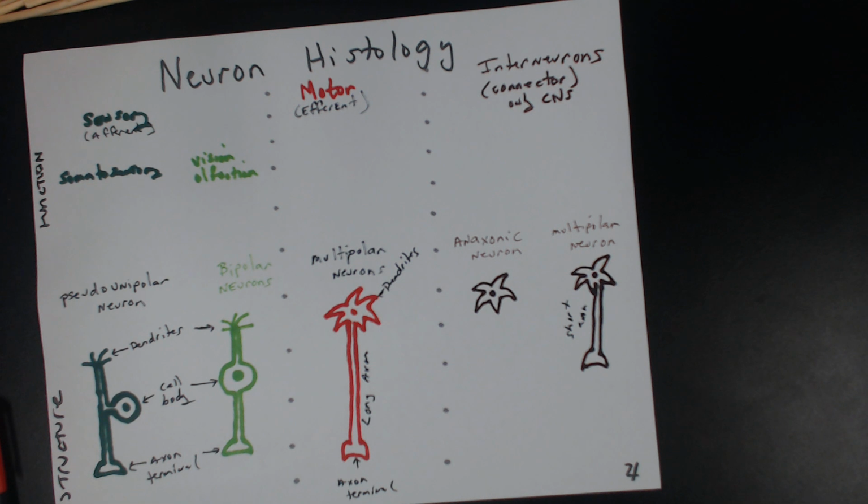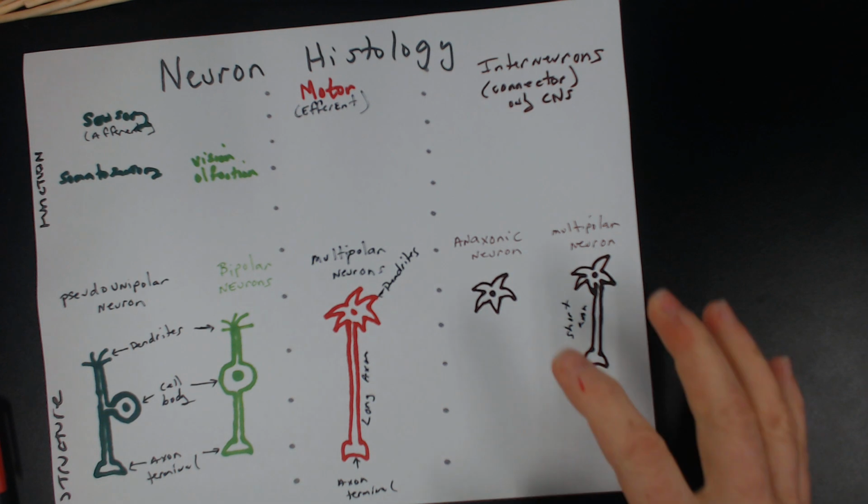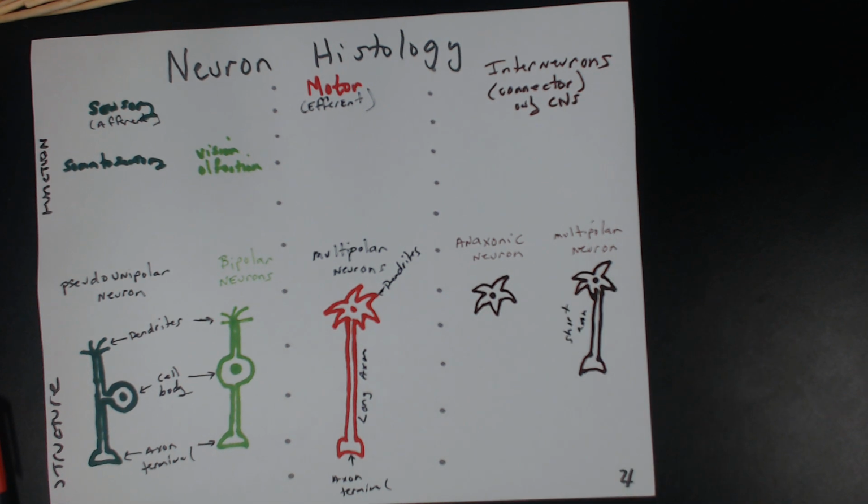That's it. That's what you need to know with basic neuronal histology. Pseudo-unipolar are going to be your somatosensory for the most part, your bipolar, vision and olfaction, and your multipolar part of your motor system. You also have some interneurons, which are nothing more than just connector neurons. They're either anaxonic or multipolar with a short axon.